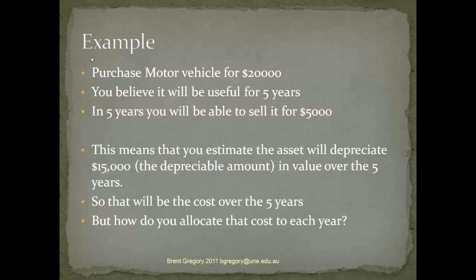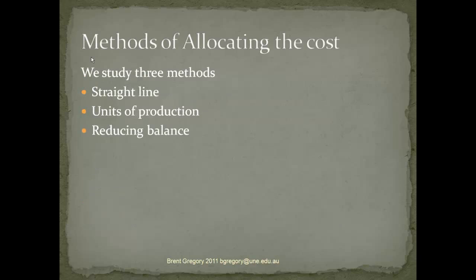So how do we allocate this expense each year? So our original cost, how do we allocate that cost each year? And when we allocate it, that's when it becomes an expense. So what are the methods for allocating the cost? Well, we can look at 3 methods: the straight line, the units of production, and the reducing balance. Which method we choose will depend upon our pattern of use. And as I said before, we'll look at that in a later video.